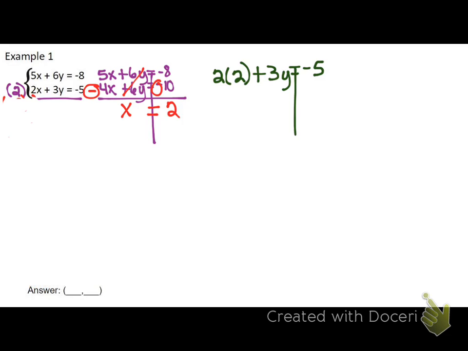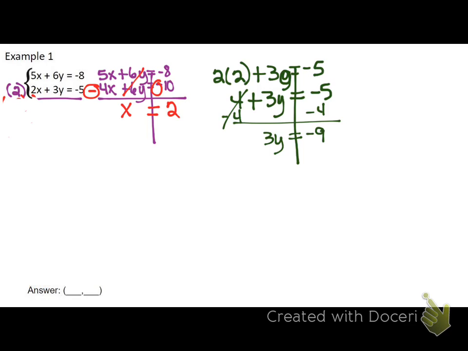Okay, so I'm going to solve for y. What's 2 times 2? 4 plus 3y. How do I get the y by itself? Minus 4. You get 3y equals negative 9. Negative 9 divided by positive 3 is negative 3. So your answer is going to be (2, negative 3). There you go.